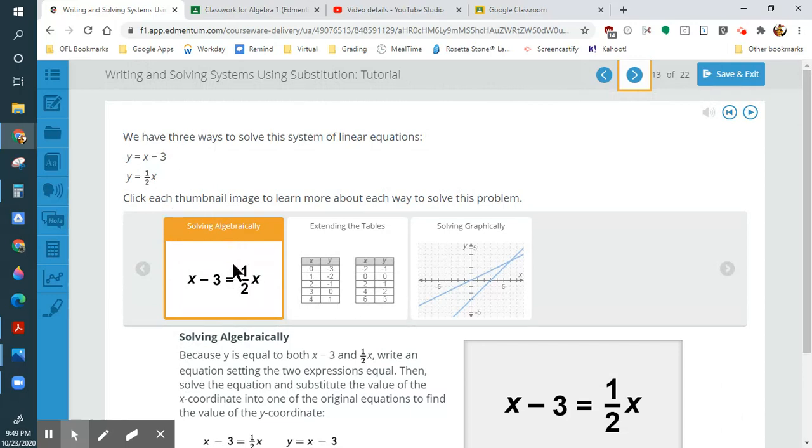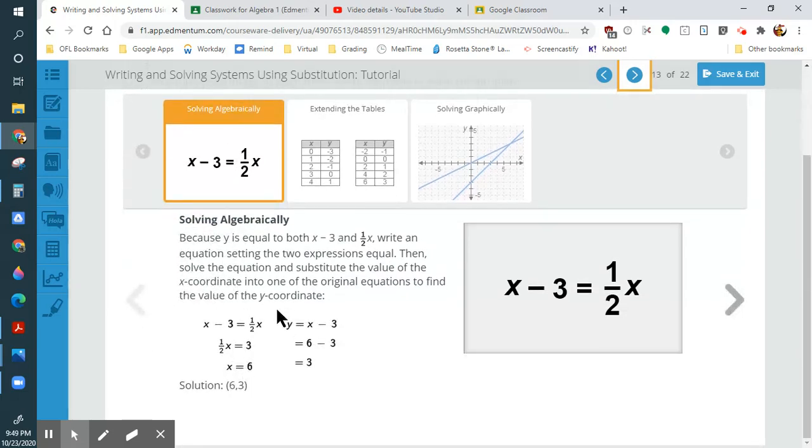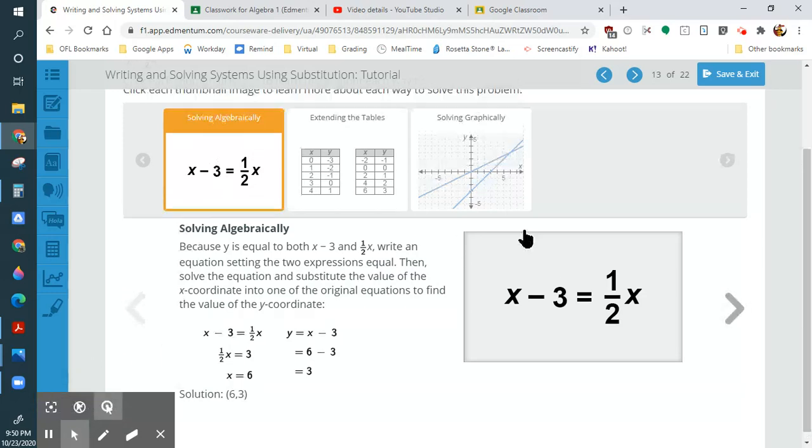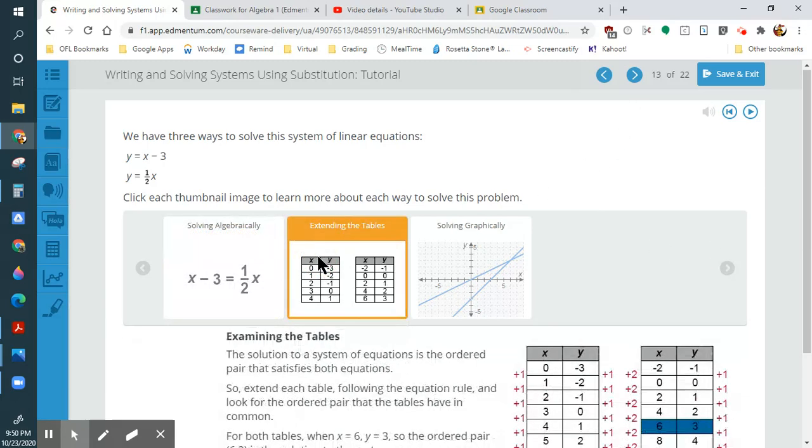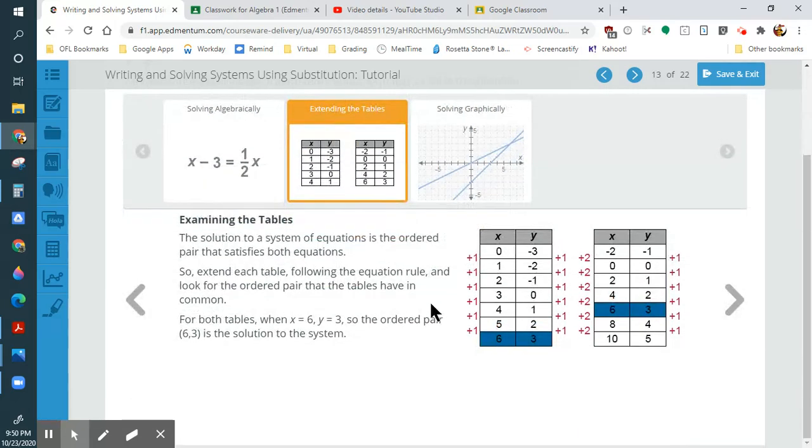So, solving algebraically. When we solve algebraically, we want to basically set them equal to each other. Once we get that, we can plug this x equals 6 into our x. It doesn't matter which equation we plug it into. We could plug it into the original equation, or we can plug it into this equation. You have a choice. There's not an exact way of solving.